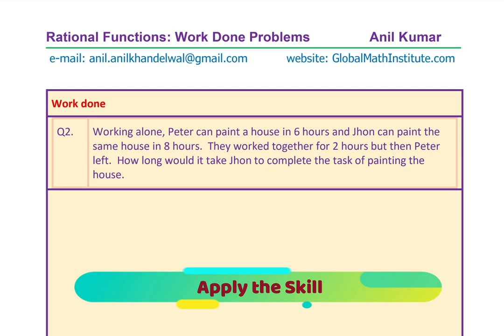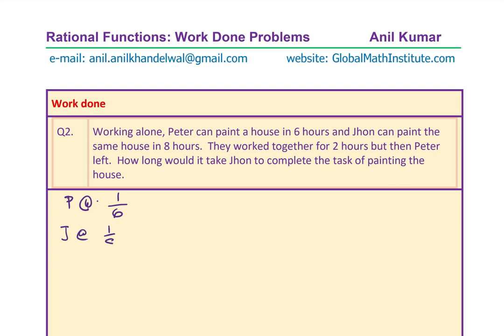So in the earlier example, I discussed with you the strategy. Now let's apply this strategy. As far as Peter is concerned, what is the rate? He can complete the job in 6 hours. So it is 1 over 6, right? John can paint the house in 8 hours. So John's rate is 1 over 8. And they work together. That means per hour they can do that much of the job. Work per hour. So rate we mean here is work per hour.